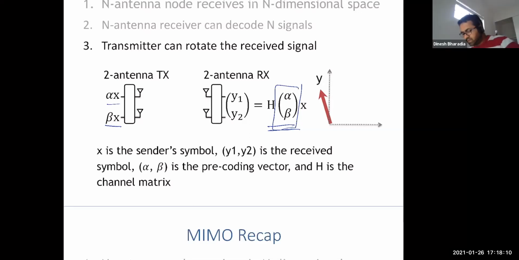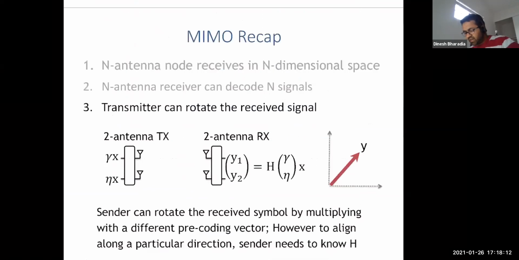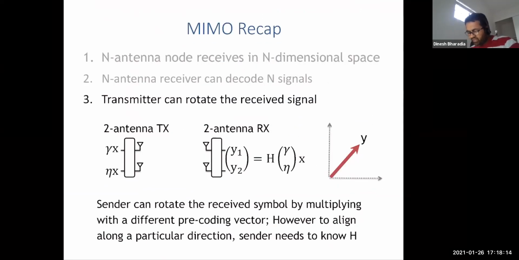So what happens if I choose alpha beta to some different value? I can rotate this transmission. Correct? Everyone follows this concept? Pre-coding is that I can rotate my received symbol. Okay. Everyone following this?